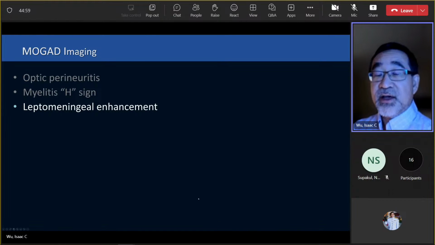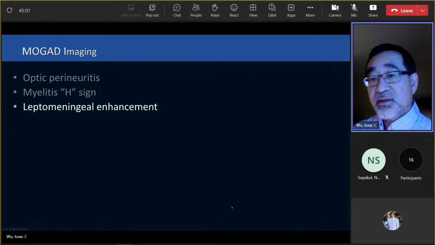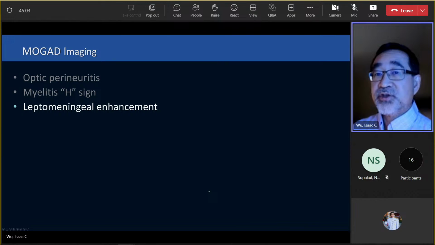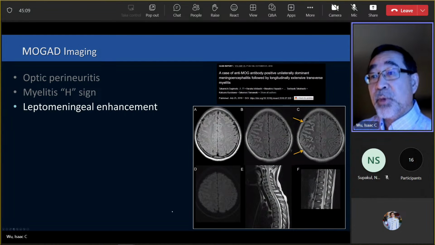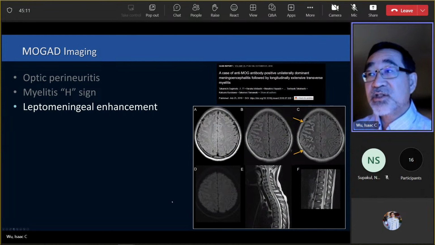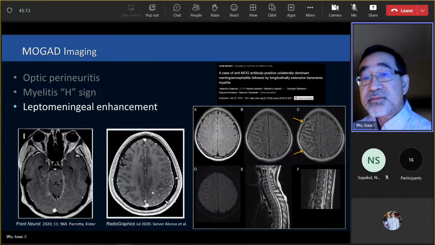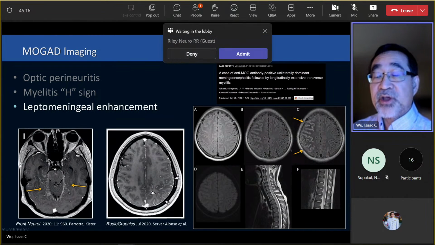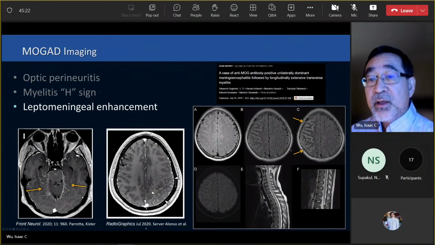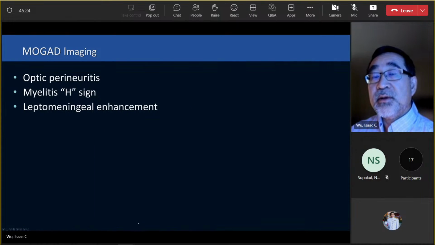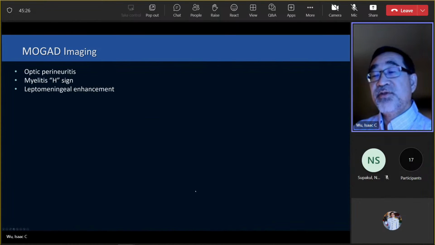Another thing that typically does not occur in other demyelinating processes, especially not with MS, is leptomeningeal enhancement, which does occur with MOGAD, and clinically they can also present with encephalitis. A couple of papers talk about this abnormal enhancement of the leptomeninges. So those are the couple of features to look for.